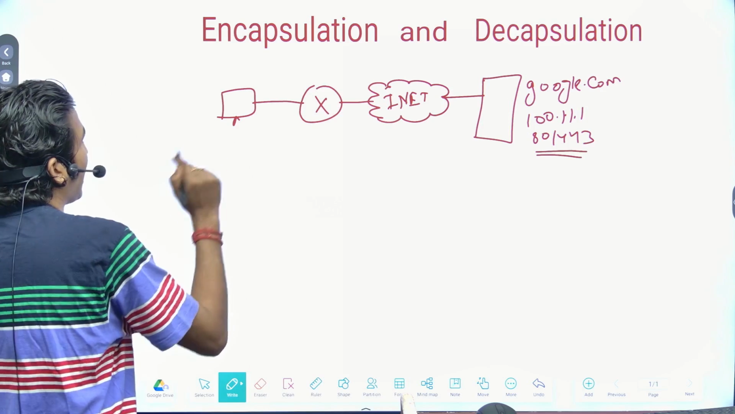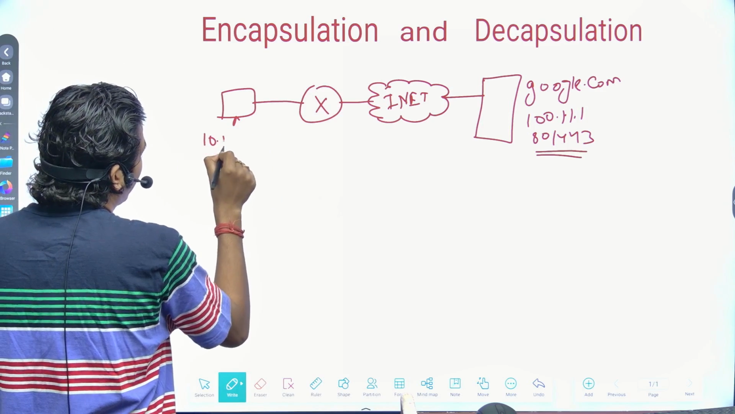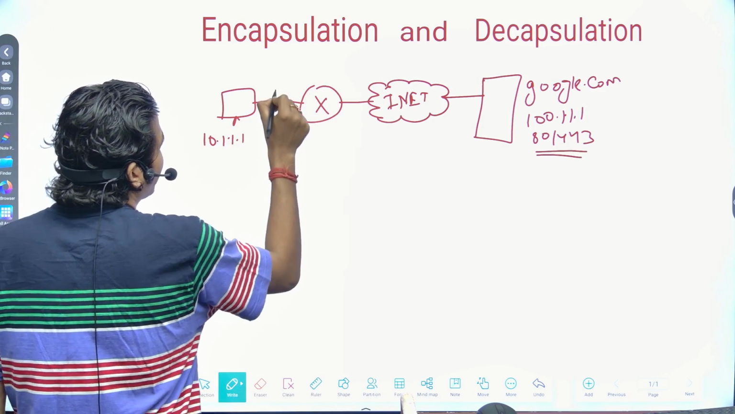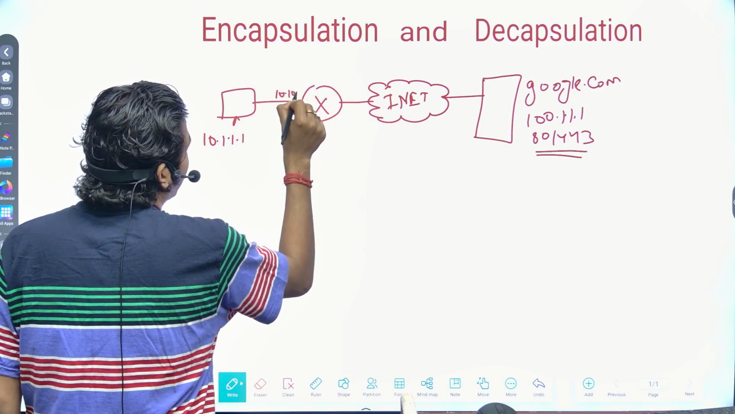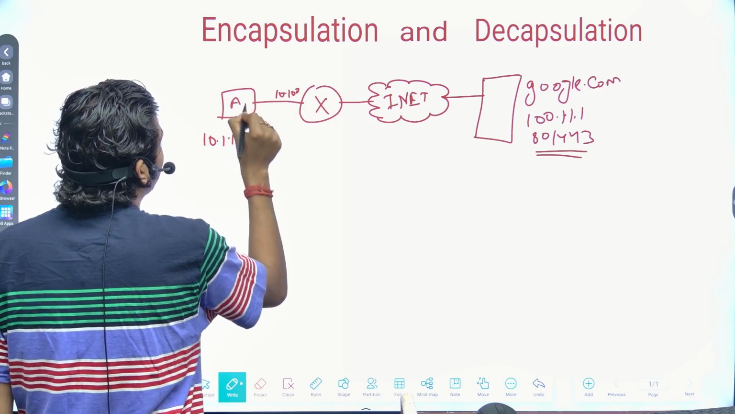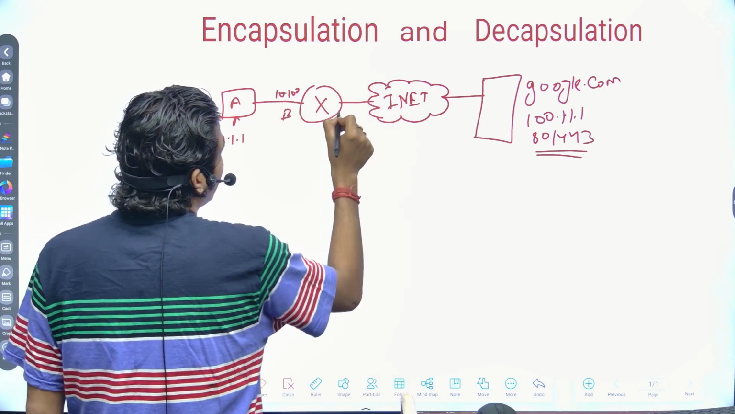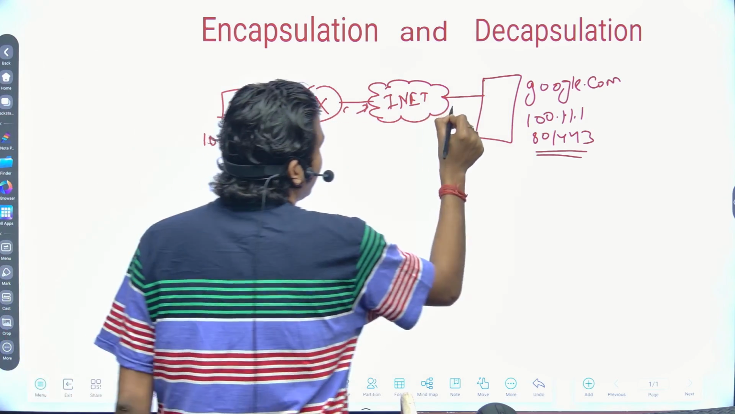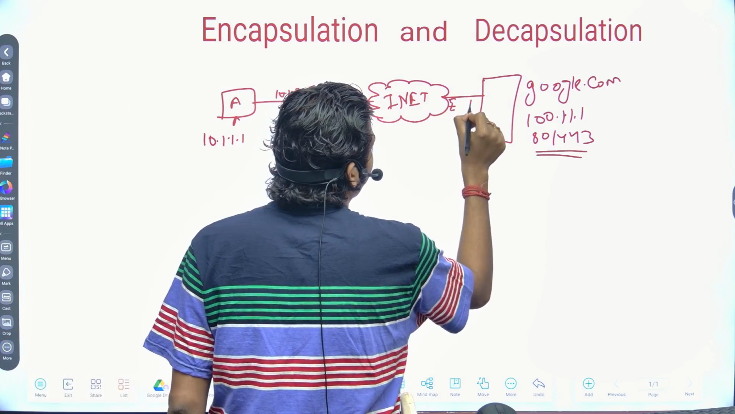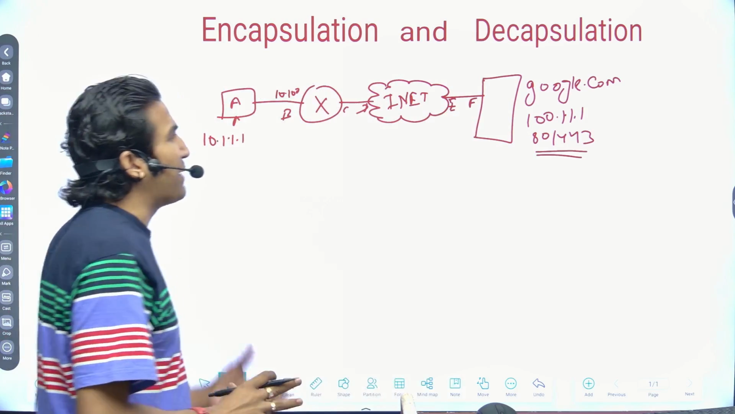And your PC has one IP, let's say 10.1.1.1. The gateway IP address is 10.100, right? The MAC address over here is A, and the MAC address over here is B, C, D, E, F. Correct? These are the MAC addresses.